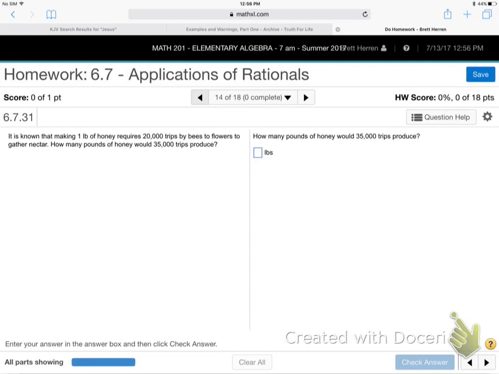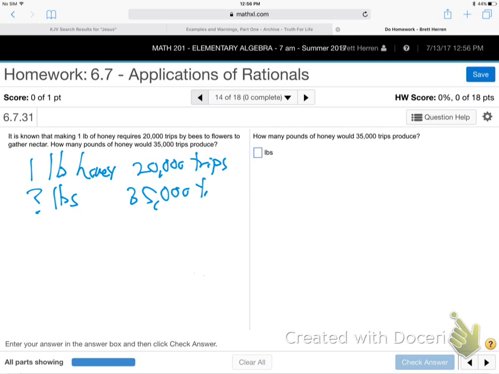Okay, so this one. It is known that making 1 pound of honey takes 20,000 trips by the bees. So how many pounds for 35,000 bee trips?